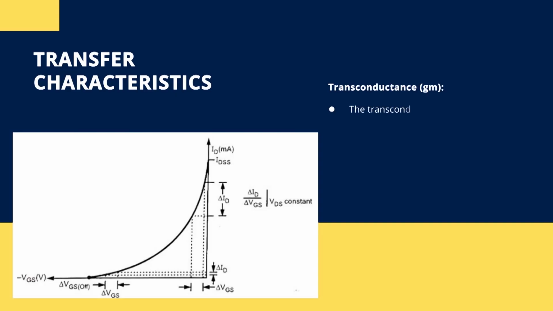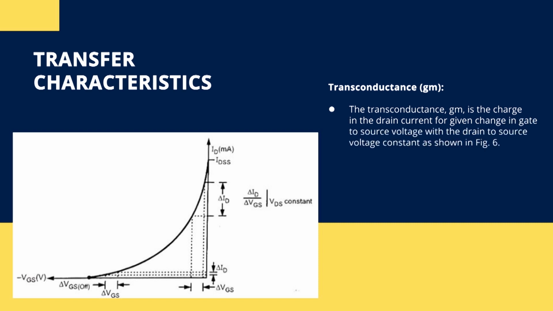The next important term is transconductance. Transconductance is the change in the drain current for a given change in the gate source voltage with drain to source voltage constant. It is shown in figure 6. Looking at figure 6, we can say that it is the slope of the transfer characteristics. Transconductance is represented as GM. Since the slope varies, GM also varies. GM has a greater value near the top of the curve than it does near the bottom.